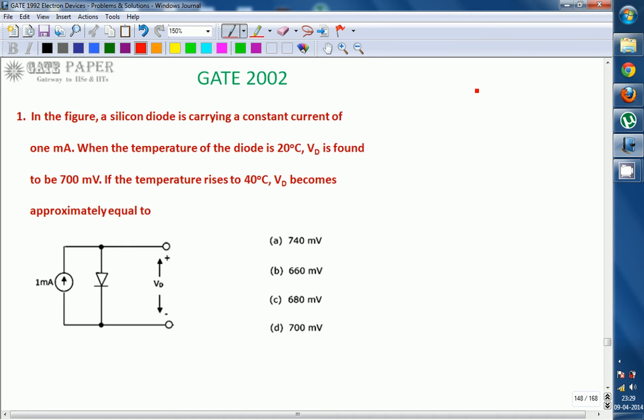If the temperature rises to 40 degrees centigrade, the diode voltage will be approximately equal to: A. 740 millivolts, B. 660 millivolts, C. 680 millivolts, D. 700 millivolts.